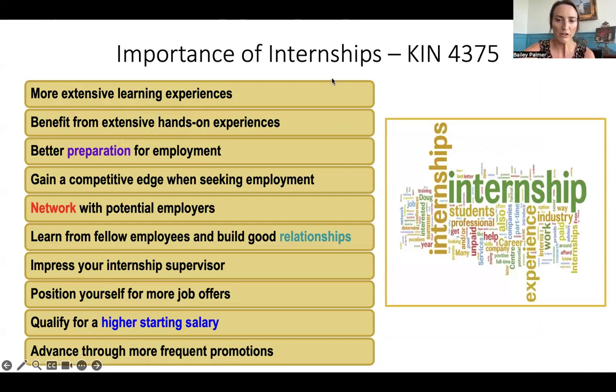This is the KIN 4375 internship program, and it is a really great program, but you can kind of read through, but most of us probably understand the importance of an internship. If you have any additional questions about getting internships or taking this course, you can reach out to me. But yeah, you can kind of read through those different points and understand why internships are so great and how they can set you up for your future career.